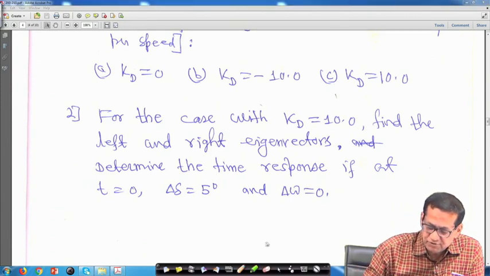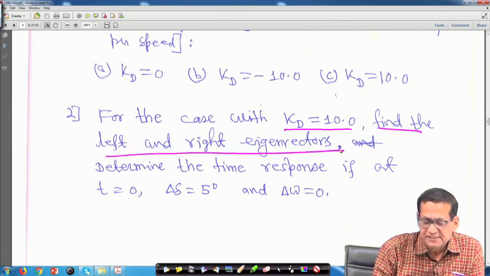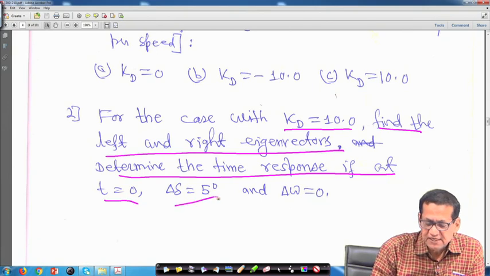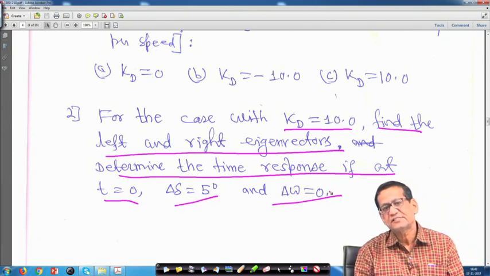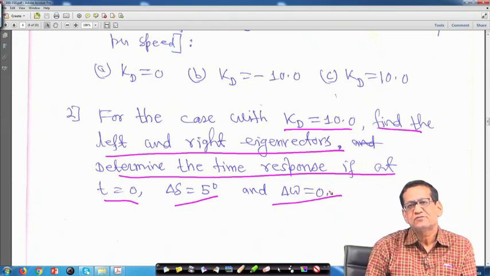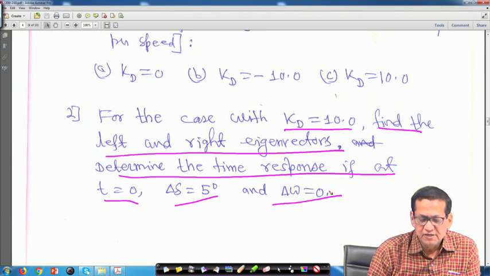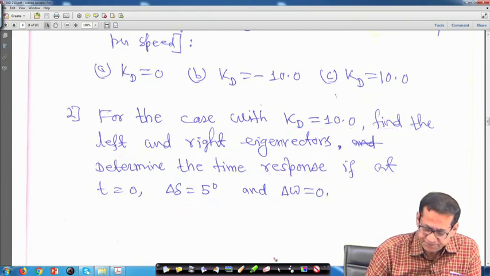Now for the case with K d equal to 10, you have to find out the left and right eigenvectors and determine the time response if at t is equal to 0, delta is equal to 5 degrees and delta omega is equal to 0. These are the initial conditions given, and for the damping coefficient K d equal to 10, we have to find this.